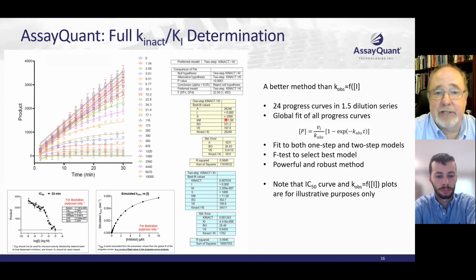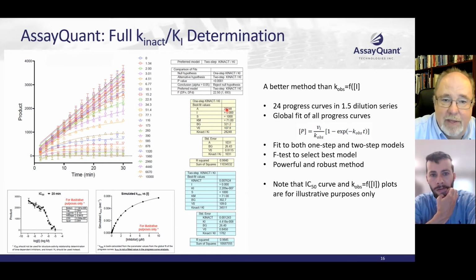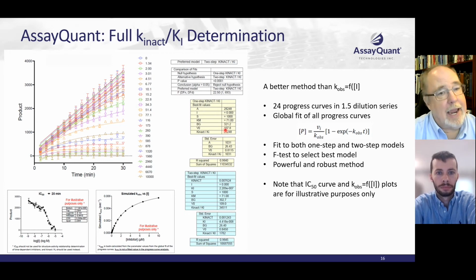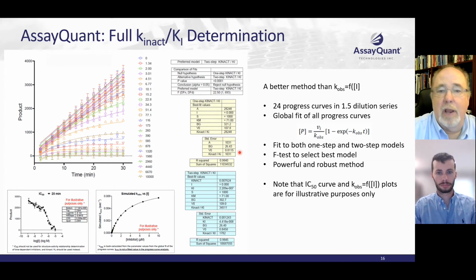So in this example, we have a one-step model, and here are all the parameters that we fit that come out of this. And here's kinact on Ki. We can't get kinact and Ki separately with the one-step model. This is just looking at the linear portion of that hyperbola that I showed you before. So we have standard error associated with all those values, and our confidence for everything as a whole is listed here.